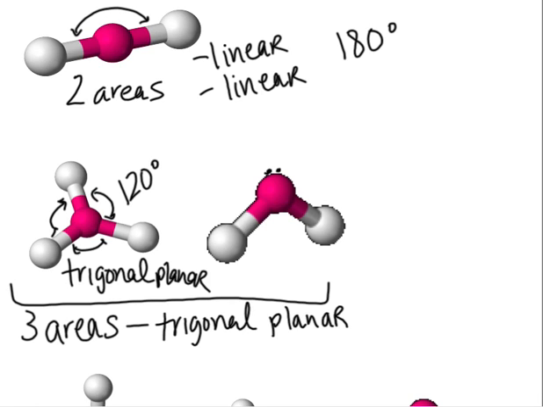This lone pair, this is where the whole concept of valence shell repulsion comes in. This lone pair repels these bonded pairs. So that makes this shape called bent. It's still trigonal planar electronically because there's still 3 areas, but its actual shape in space is bent.